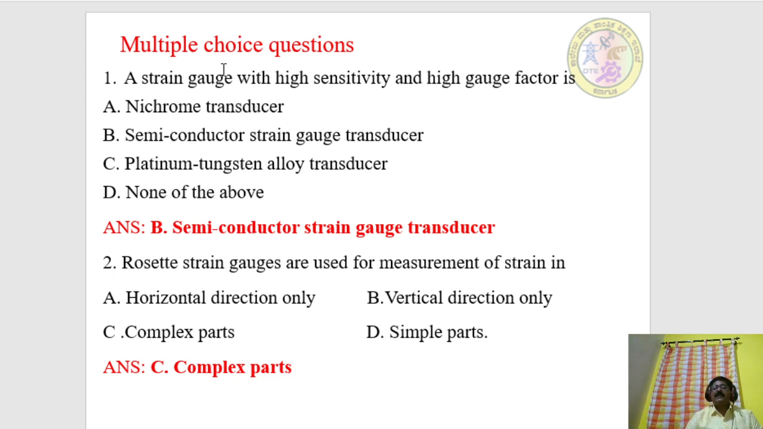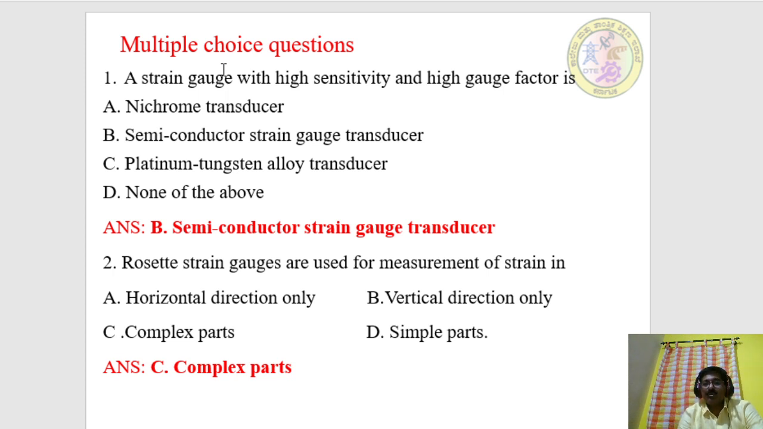Now we'll discuss certain multiple choice questions for this session. First question: a strain gauge with high sensitivity and high gauge factor is, options are A nichrome transducer, B semiconductor strain gauge transducer, C platinum tungsten alloy transducer, D none of the above. Then definitely it will be a high sensitivity with a gauge factor. High gauge factor is for what? Maybe a p-type semiconductor or n-type semiconductor. Values would be around 170. Then semiconductor strain gauge transducer it is.